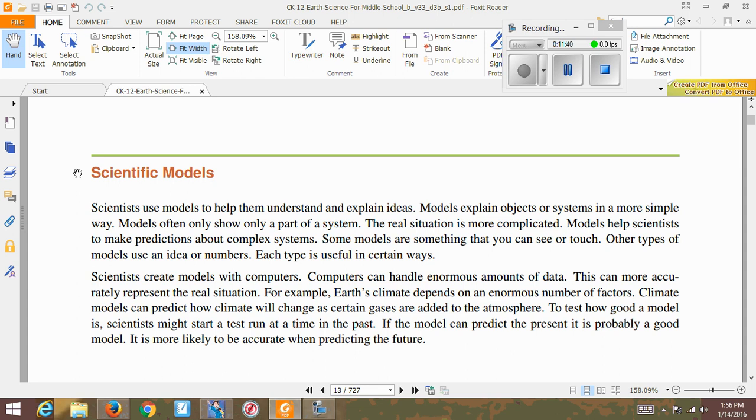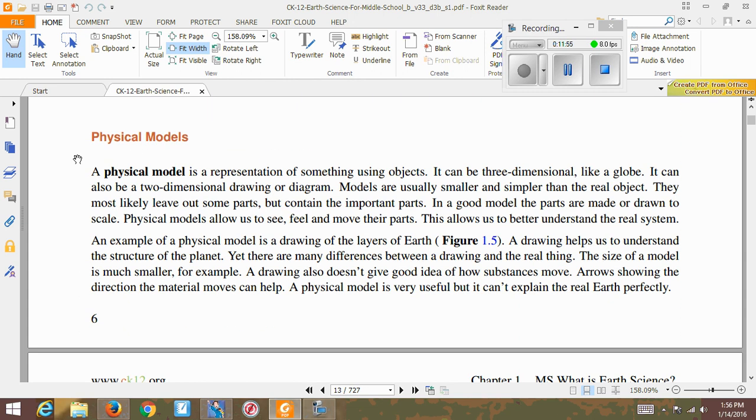Physical models. A physical model is a representation of something using objects. It can be three-dimensional, like a globe. It can also be two-dimensional, a drawing or diagram. Models are usually smaller and simpler than the real object. They most likely leave out some parts but contain the important parts. In a good model, the parts are made or drawn to scale.